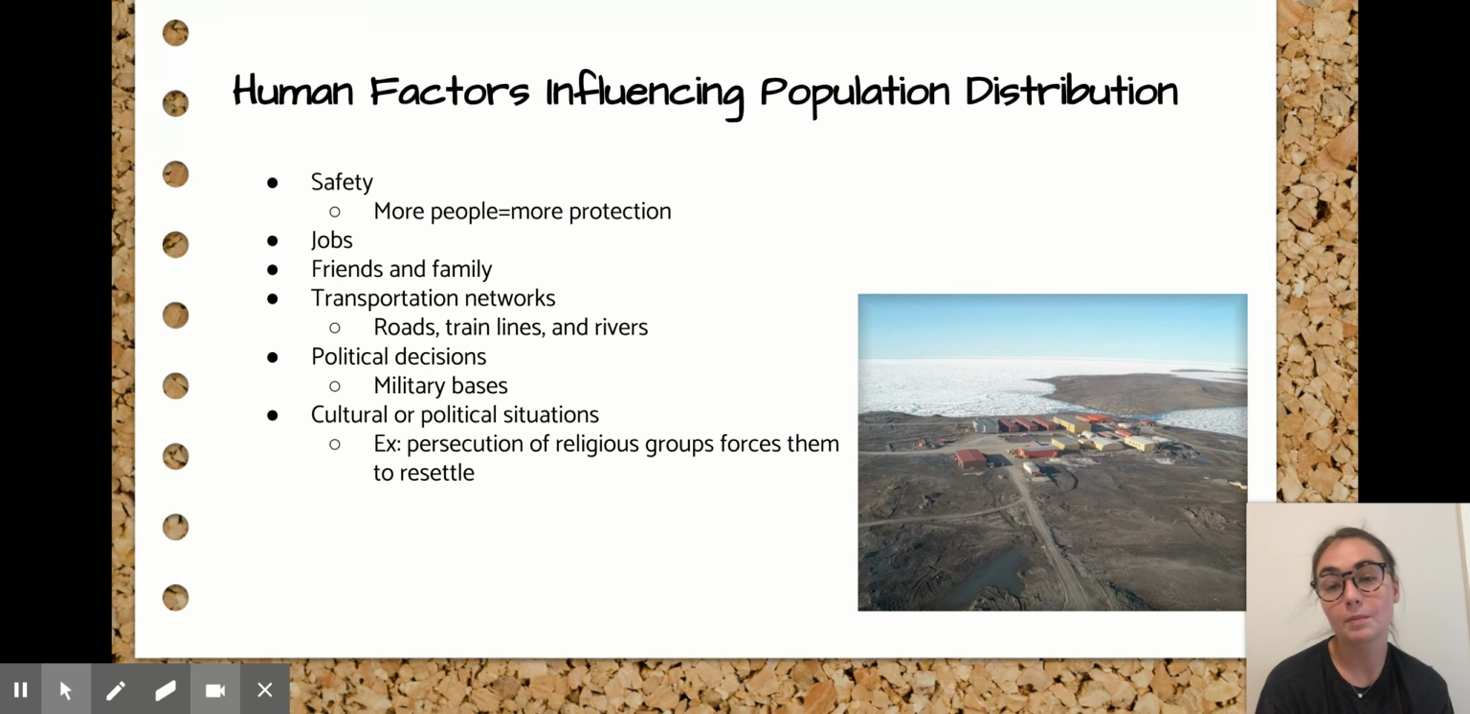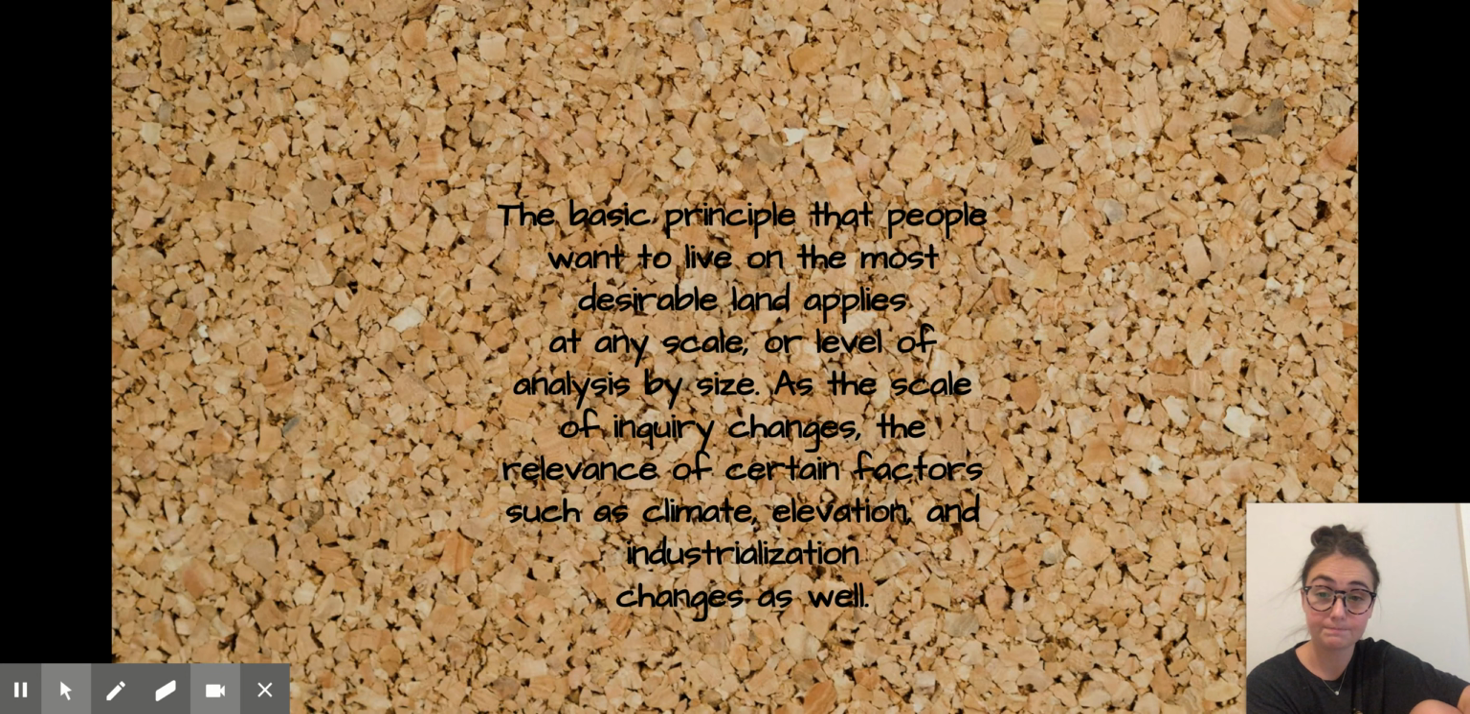And then cultural or political situations also influence population distribution. An example of that is persecution of religious groups, and it forces them to resettle. The Mormons in Utah, that was like a forced kind of migration because they were being persecuted. So now a majority of the Mormons in the United States do live in Utah. Or like the Amish, those are all examples of cultural or political situations that influence population distribution.